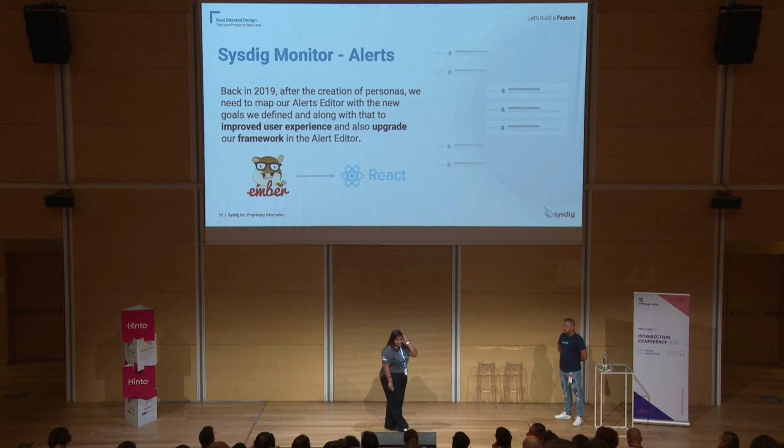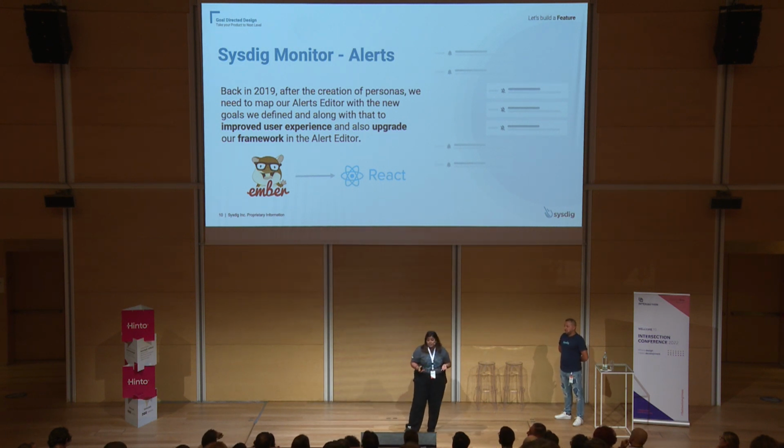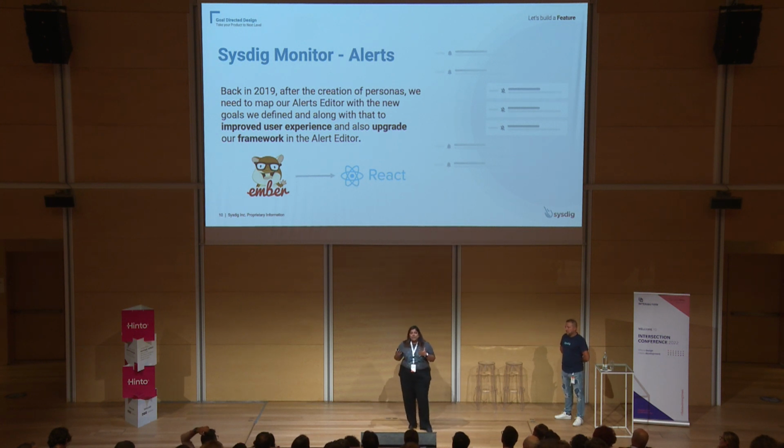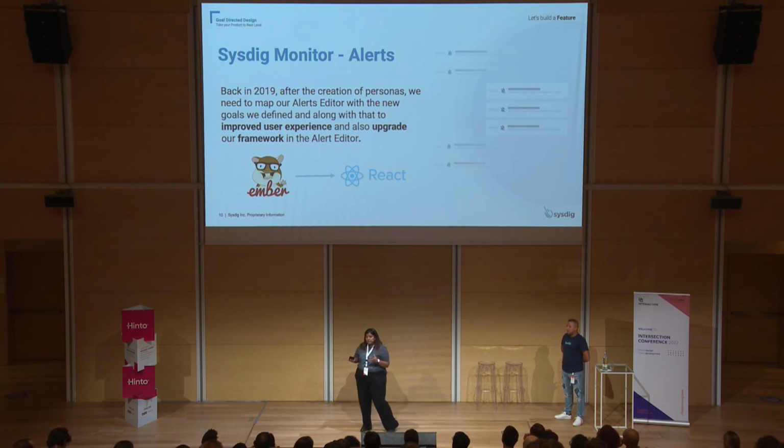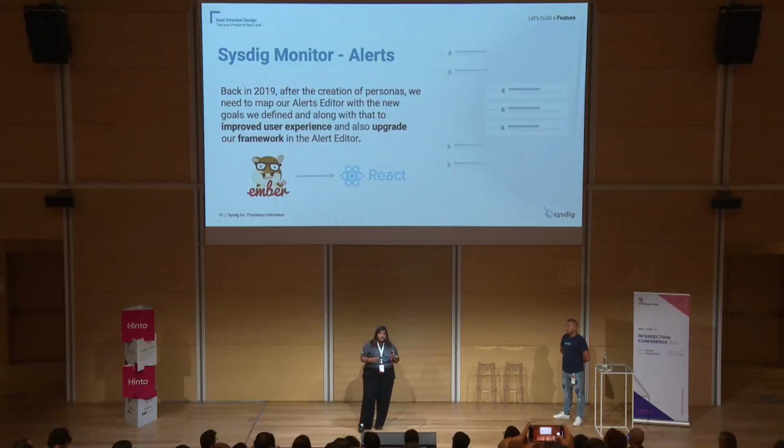Back in 2019, after we had updated these user personas, we needed to update our alert editor, because we felt that when you have goals, sometimes these goals don't always map to your feature. So you obviously need to redesign, revamp, and also sometimes you just take the feature out. What we did was update the user personas. We wanted to redesign our interface, but also upgrade our framework from Ember to React.